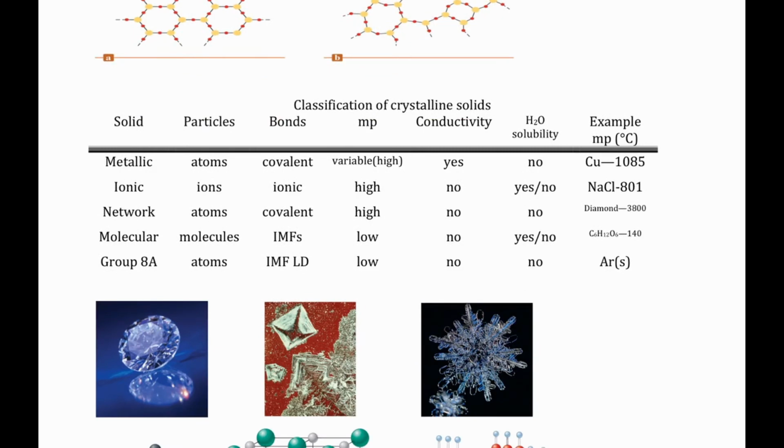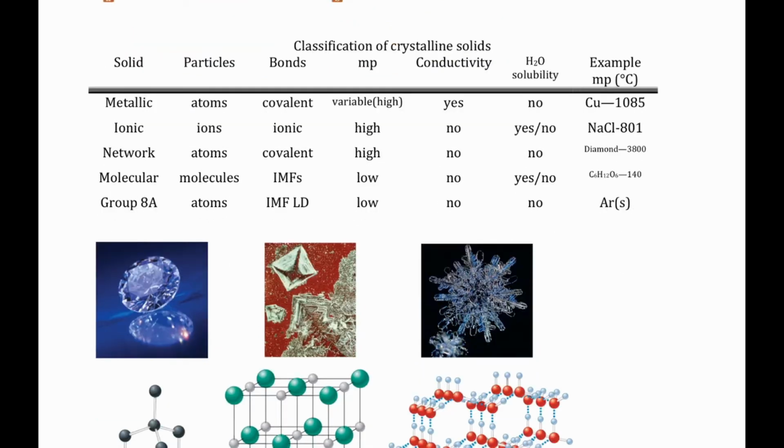Okay, we will work with crystalline solids, the ones that have the repeating structure. It turns out they come as several different types. So looking at our solid column, we have metallic solids, ionic solids, network solids, molecular solids. The last category, group 8A solids, I put just to be complete because your book has that. We really won't do much with that category.